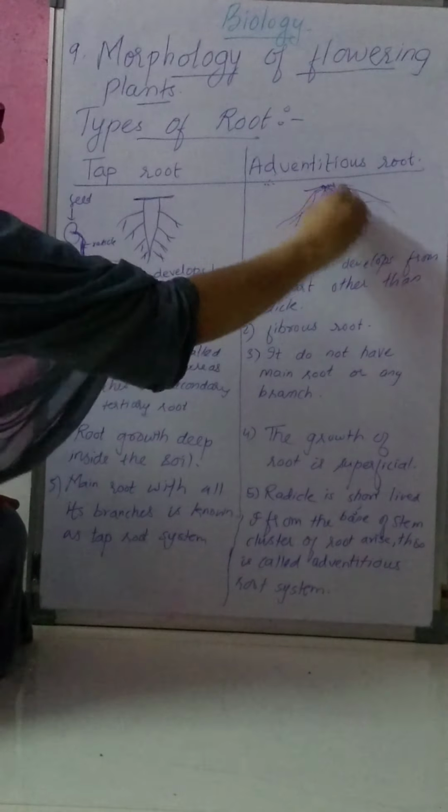Then these adventitious roots are also used for vegetative propagation. If we want to reproduce the plant vegetatively, means with the help of root, stem or leaves, then adventitious roots also help. Okay.